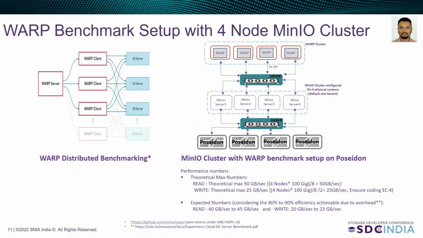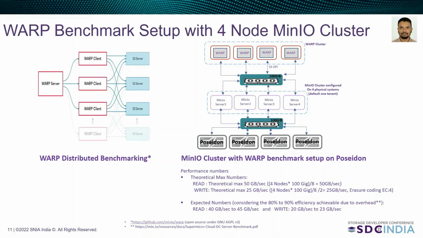All four Poseidon NVMe-oF targets are connected to the MinIO nodes over a 100 gig network interface. Additionally, we have a 4-node Warp client cluster, again with each client pumping the benchmark traffic on a 100 gig network interface. The MinIO cluster and the Warp cluster are connected to a 100 gig network switch. Now let us do the math for the expected read and write numbers for the described setup.